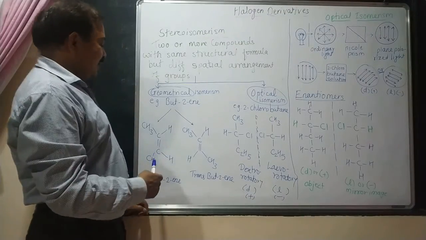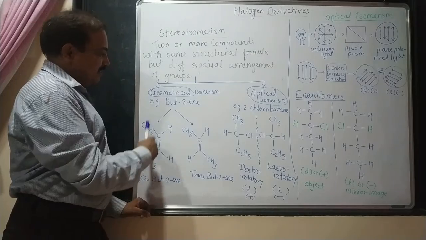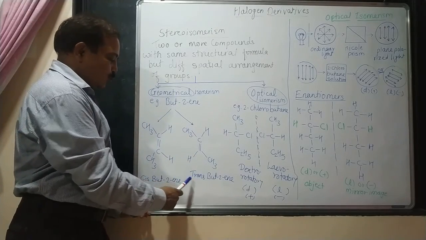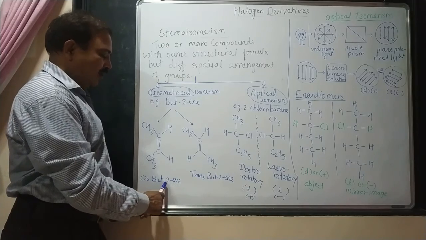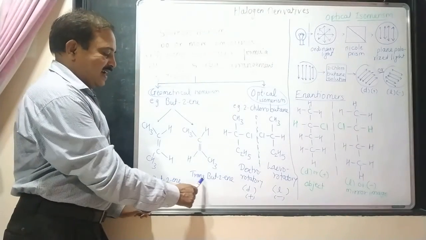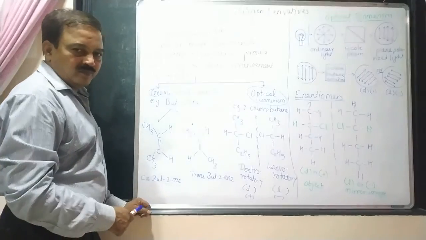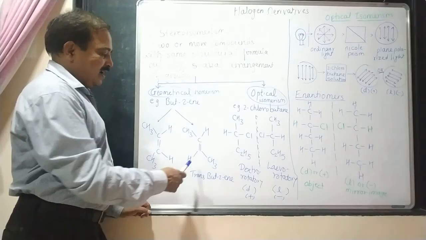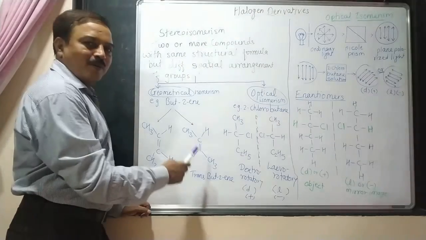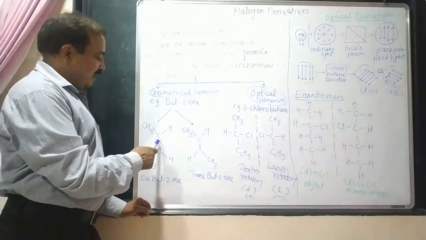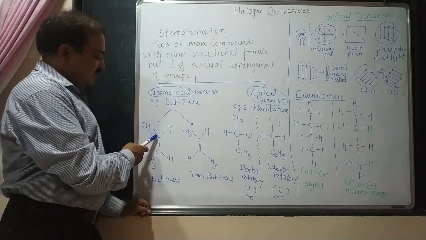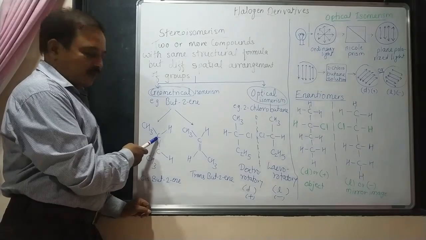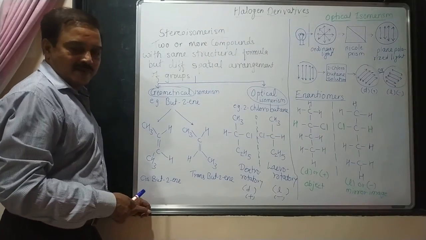So first of all, let us try to understand geometrical isomerism. This has two isomers, cis but-2-ene and trans but-2-ene. Why is this compound called a cis isomer and why is this called a trans isomer? We will try to understand. Let us observe the second carbon atom and third carbon atom. There is a double bond present between the second and third carbon atom.